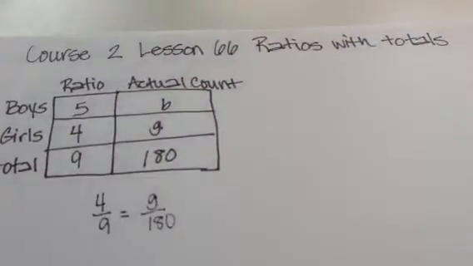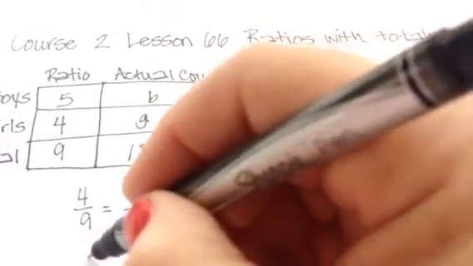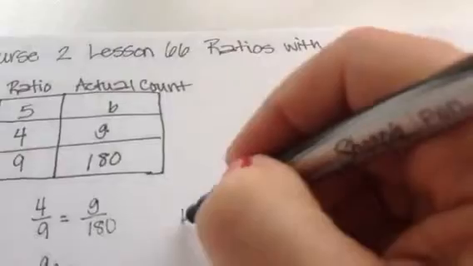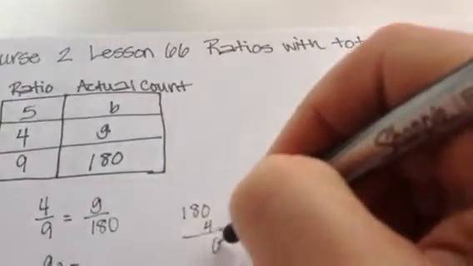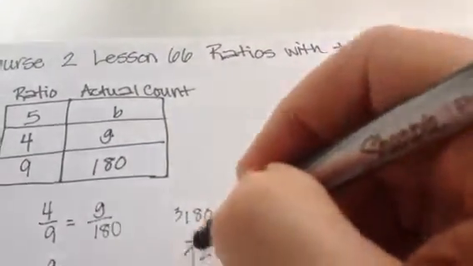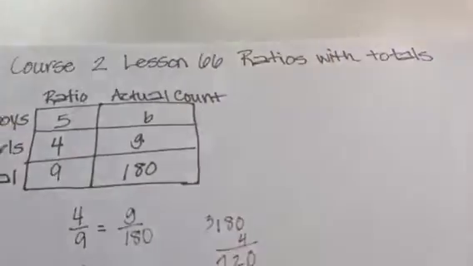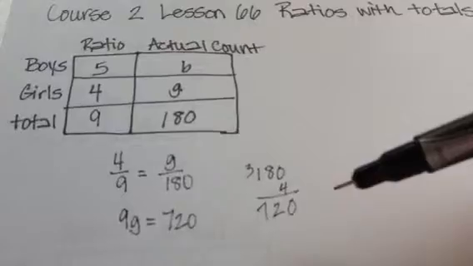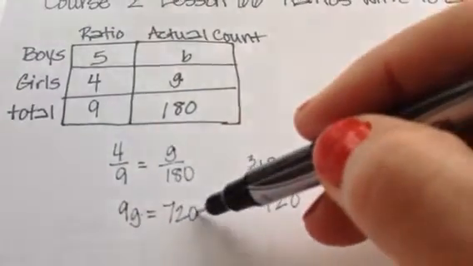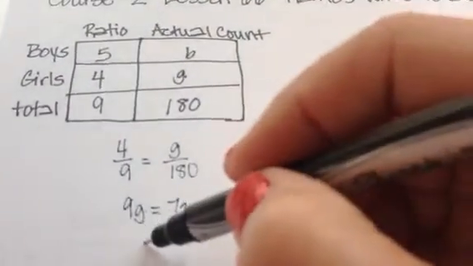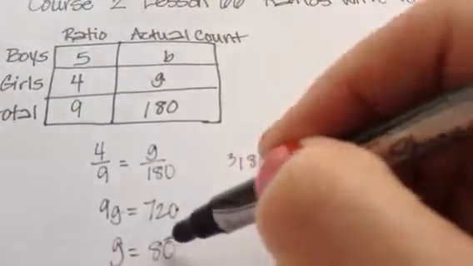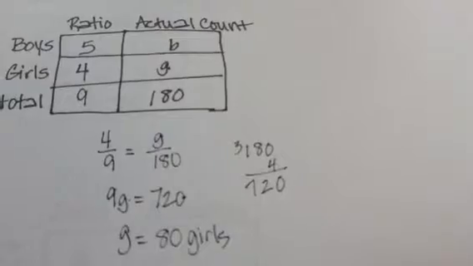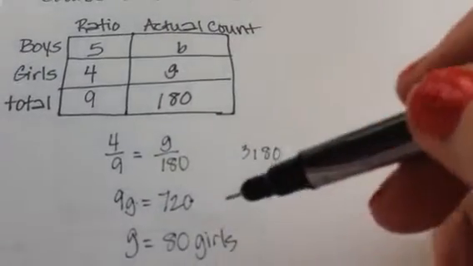It doesn't matter. It could be X. All right, now all I'm going to do is cross multiply. So I have 9G equals, well, what's 180 times 4? Let's figure that out. You got a 0, you got a 2, you got a 3. Oh, 720. Well, that's an easy number. 720. How many times does 9 go into 72? 8. So how many times does 9 go into 720? 80. So G equals 80. So there were 80 girls at that assembly. Okay? So we're just adding another section.